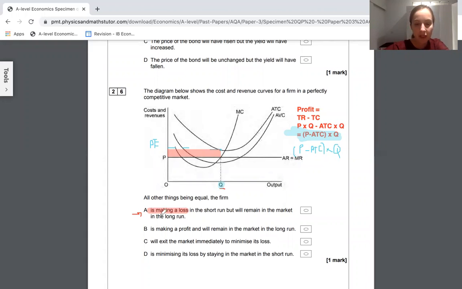Great, so will it remain in the market in the long run? No, economic theory says if you're making a loss overall, you'll be better off shutting down your firm instead of paying more losses and more losses and more losses. So A is wrong. It's making a profit? We've just found it is not making a profit. It's actually making a loss. Will it exit the market immediately?